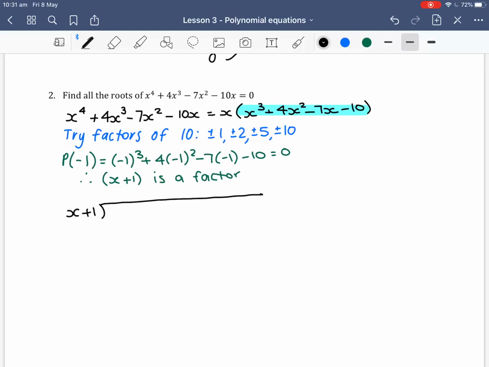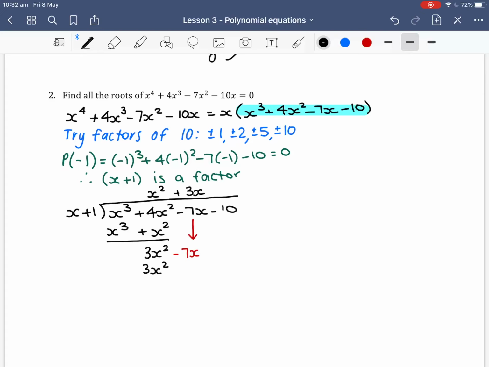So x plus 1 divided into our x cubed plus 4x squared minus 7x minus 10. So x cubed divided by x is x squared, which is x cubed plus x squared when we multiply our divisor by our x squared. Subtract, 4 minus 1 x squared is 3x squared. Bring down our negative 7x. Divide 3x squared by x, we get plus 3x.